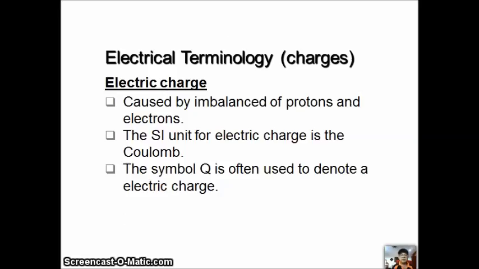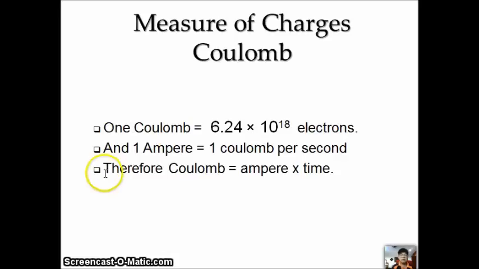Next, we look at electrical charge. The SI unit is the coulomb, and it is measured by current times time. 1 coulomb is equal to 6.24 times 10 to the 18 electrons. These are charges. And then 1 ampere actually is the flow of 1 coulomb per second. Therefore, if you want to know how many coulombs you have, you take the amperes times the time.